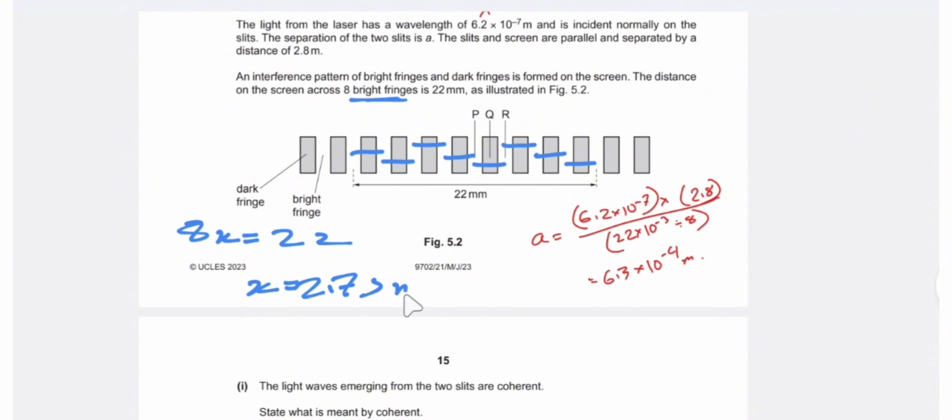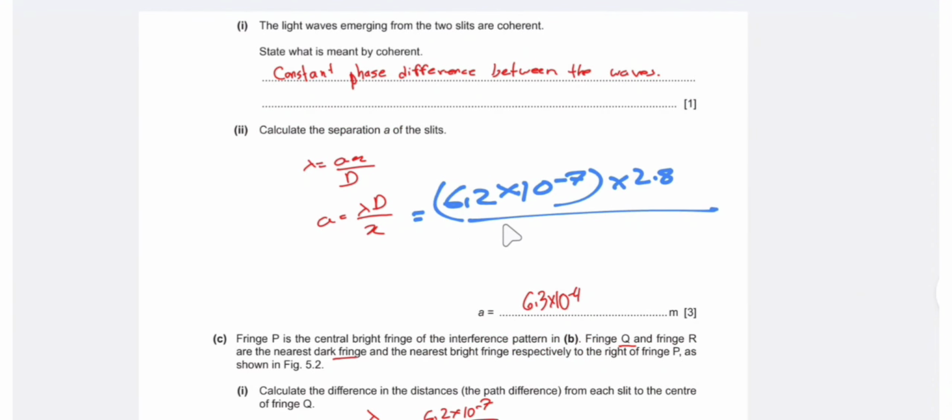So 2.75 millimeter, or if we just convert this to meter, then 2.75 divided by 10 to convert this to centimeter, and divided by 100 to convert the centimeter to meter. That is 2.75 into 10 to the power minus 3 meter. So this is the value of X.